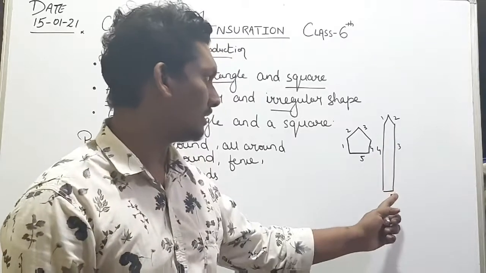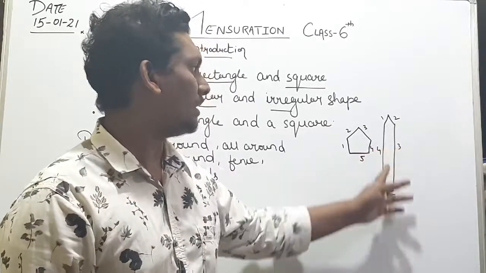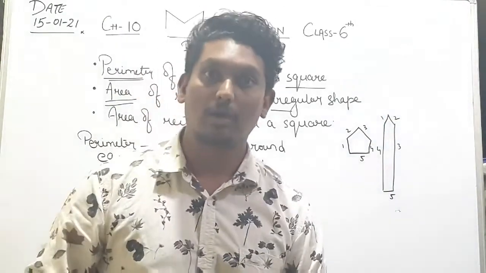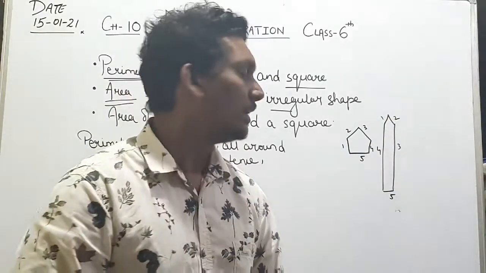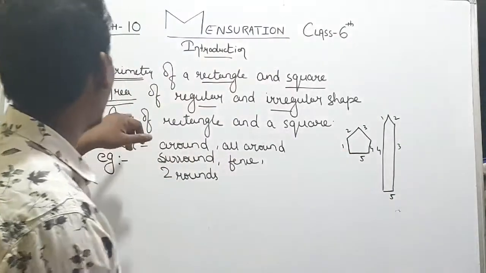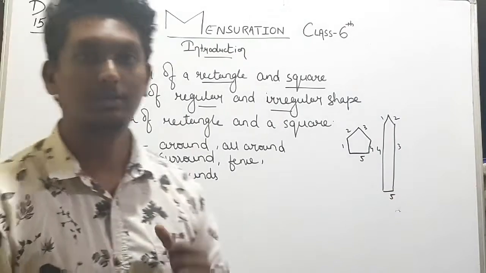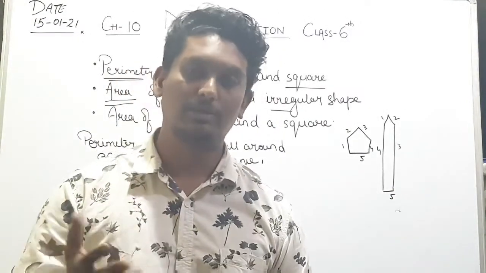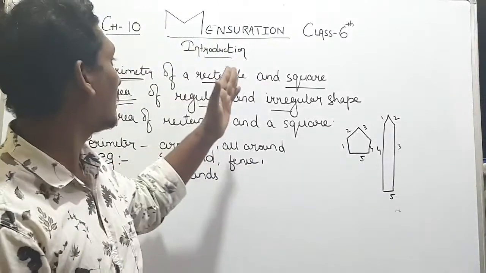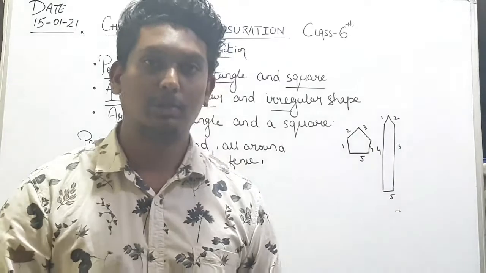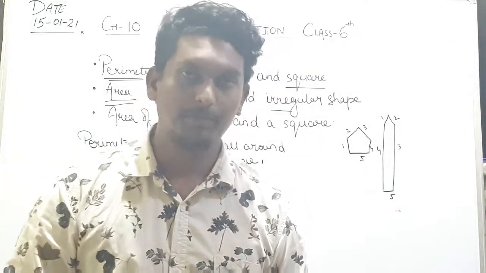And here if you see this figure, these two lines are very long, these two are short and these two are short. This is an irregular kind of figure. So these are a few topics which we have to cover. Then we will come to the area of rectangle and square. Area of rectangle and square I will tell you separately, and perimeter of rectangle and square also I will tell you separately. So these are the topics which we are going to cover in this chapter.